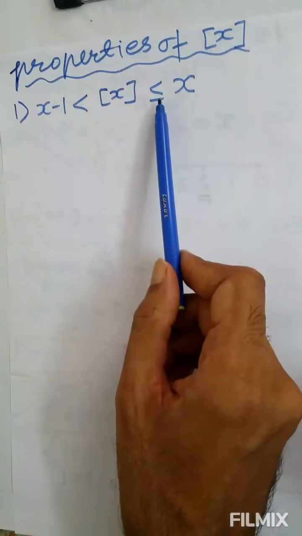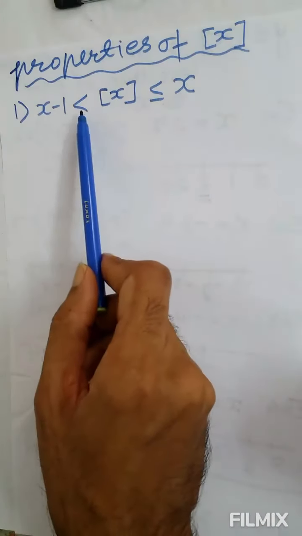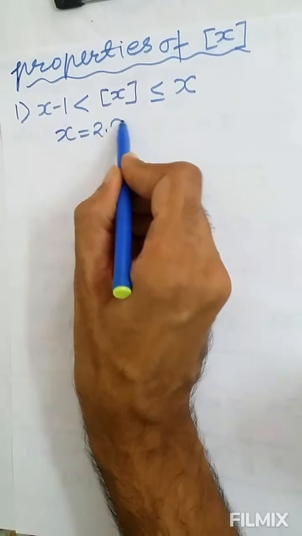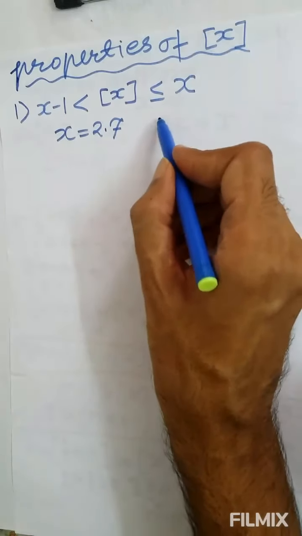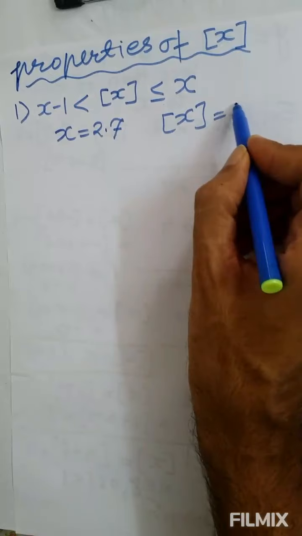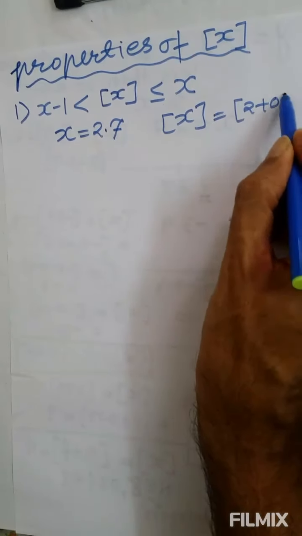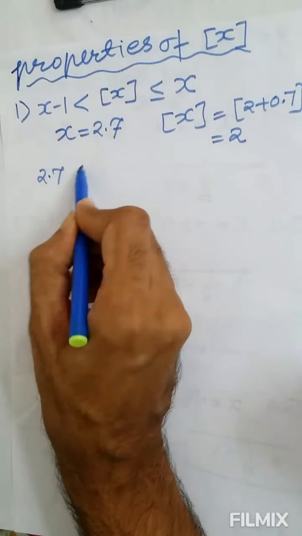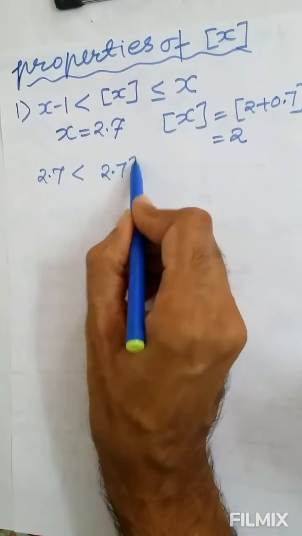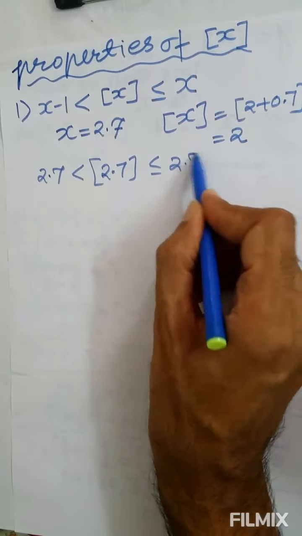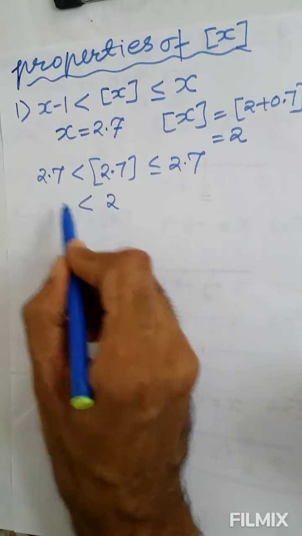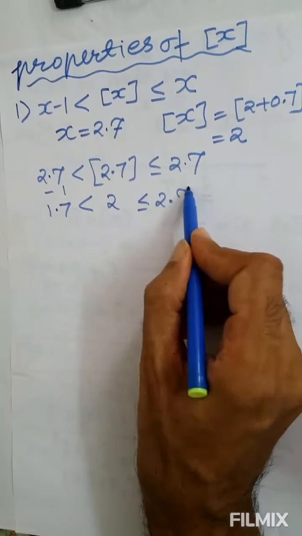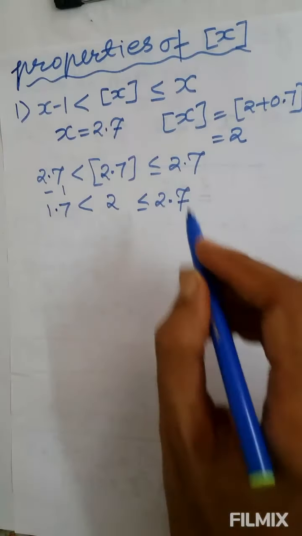So the greatest integer of x is less than or equal to x, but it is greater than x minus 1. For example, if x is 2.7, the greatest integer of x is 2. Put it here and it satisfies this: 2.7 minus 1, which is 1.7, is less than 2, which is less than or equal to 2.7. So it is valid for all real x.